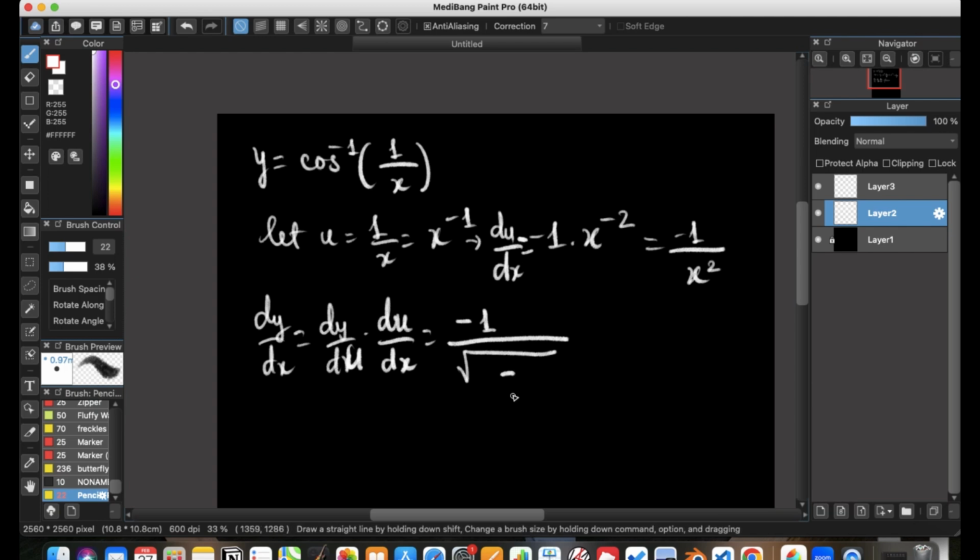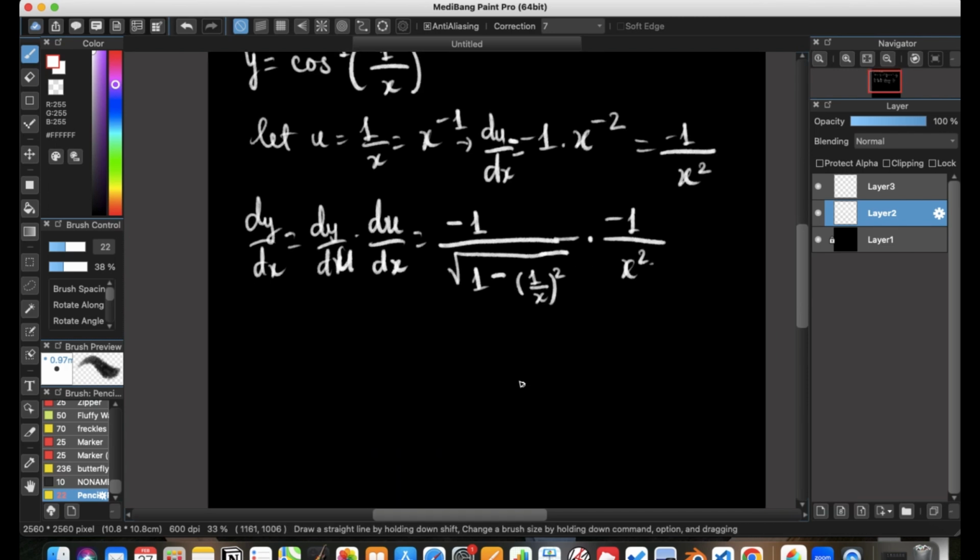You remember, right? Here is a minus sign, and we're going to fill 1 minus u to the power of 2. And u to the power of 2 means 1 over x to the power of 2. And now we're going to multiply with du over dx, which is minus 1 over x to the power of 2. And now 2 negatives will be positive, and that will leave us with something like this.